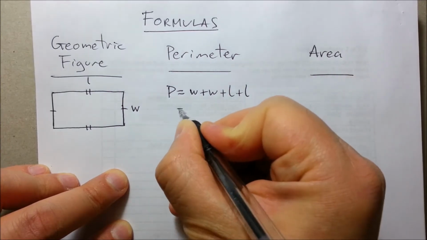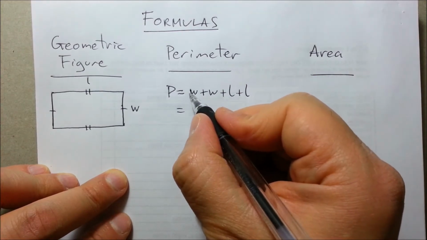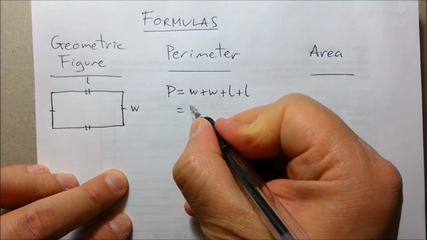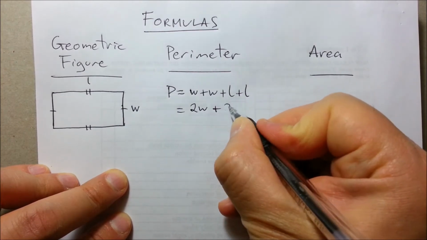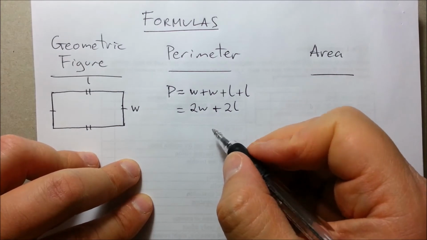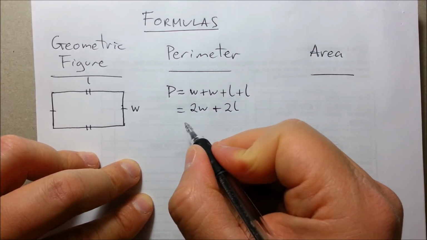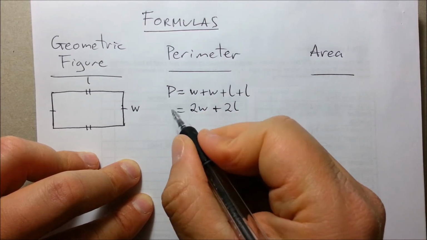Now this can be rewritten as what? Collecting like terms. So what we have is 1W plus 1W, so that becomes 2W, plus L plus L, that gives us 2L. Now remember the definition for like terms. Like terms are terms that have the same variable and same exponent. Now 2W plus 2L, that will be the definition of our perimeter.